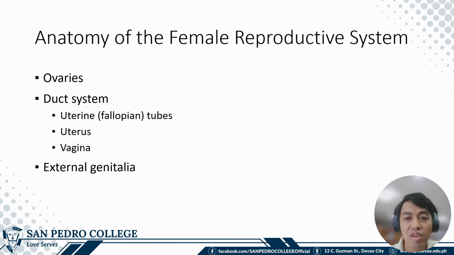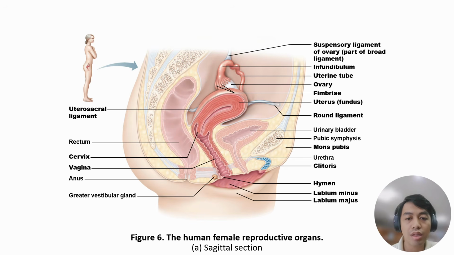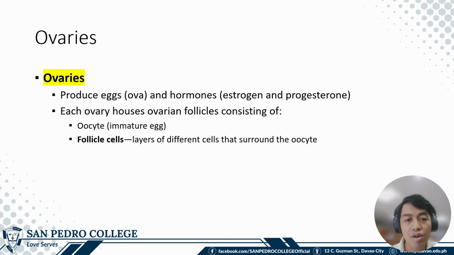So for the female reproductive system, you still have the gonads in the form of ovaries, the ductal system, which includes your uterine or fallopian tubes, uterus and vagina, and also the external genitalia. This sagittal section shows you an overview of these structures. The ovaries, or the gonads of the female, not only produce the hormones estrogen and progesterone, but also produce the ovum or the egg cell.